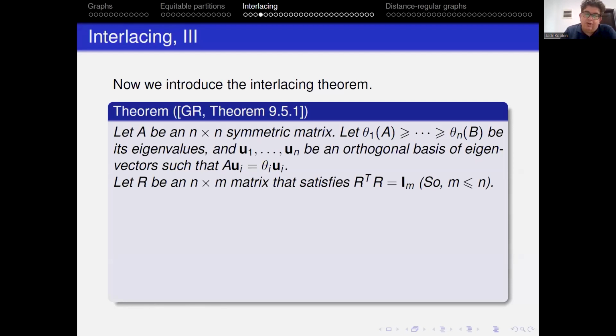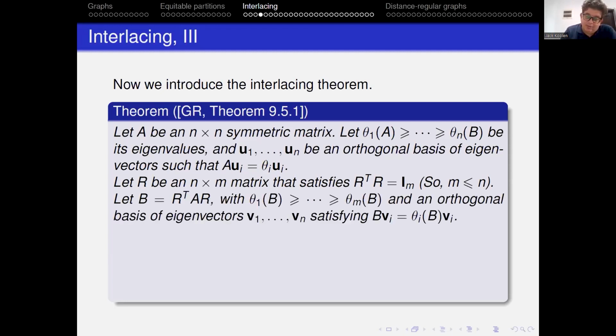So now we take a matrix R, an n times m matrix such that R transpose times R is the identity matrix of order m. Then we take B as R transpose A R, and we have an orthogonal basis of eigenvectors V1 to Vm.